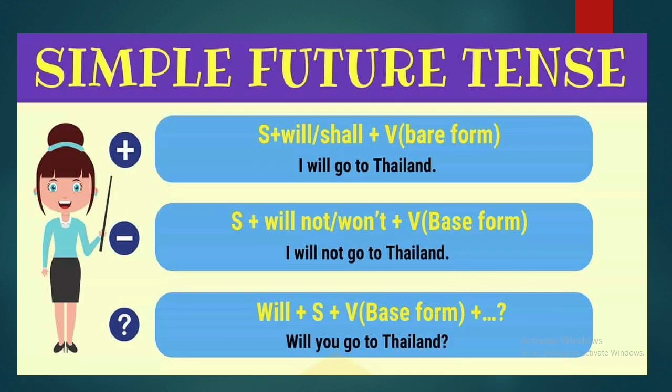Now we are done with the present tenses, the 4 present tenses and the 4 past tenses. We move to the future tenses. Future simple tense. Future simple tense, we use will or shall plus infinitive. Will or shall plus infinitive.